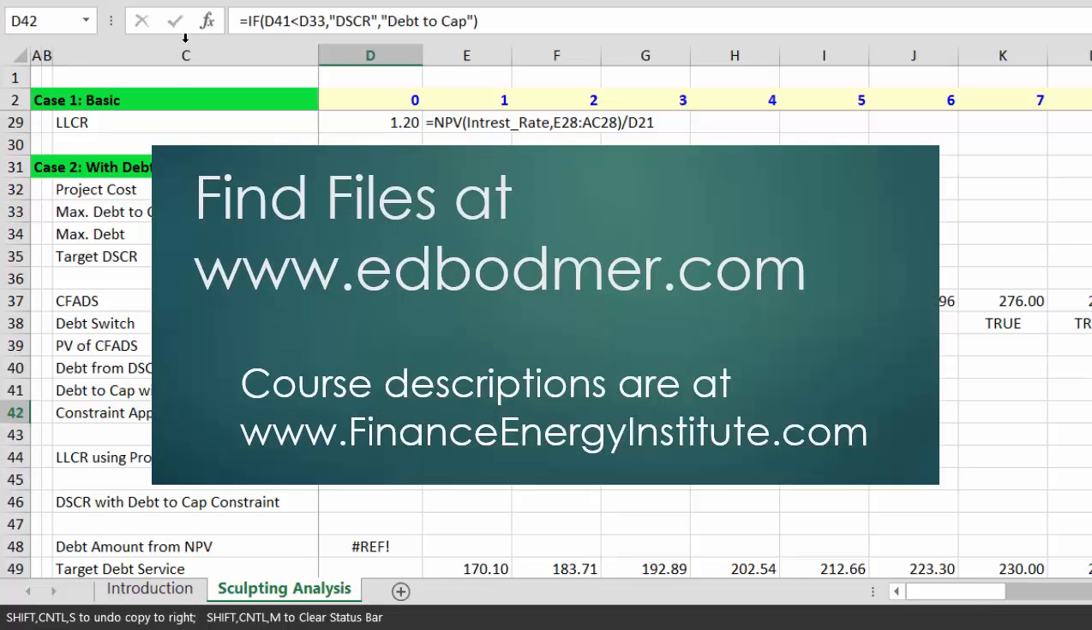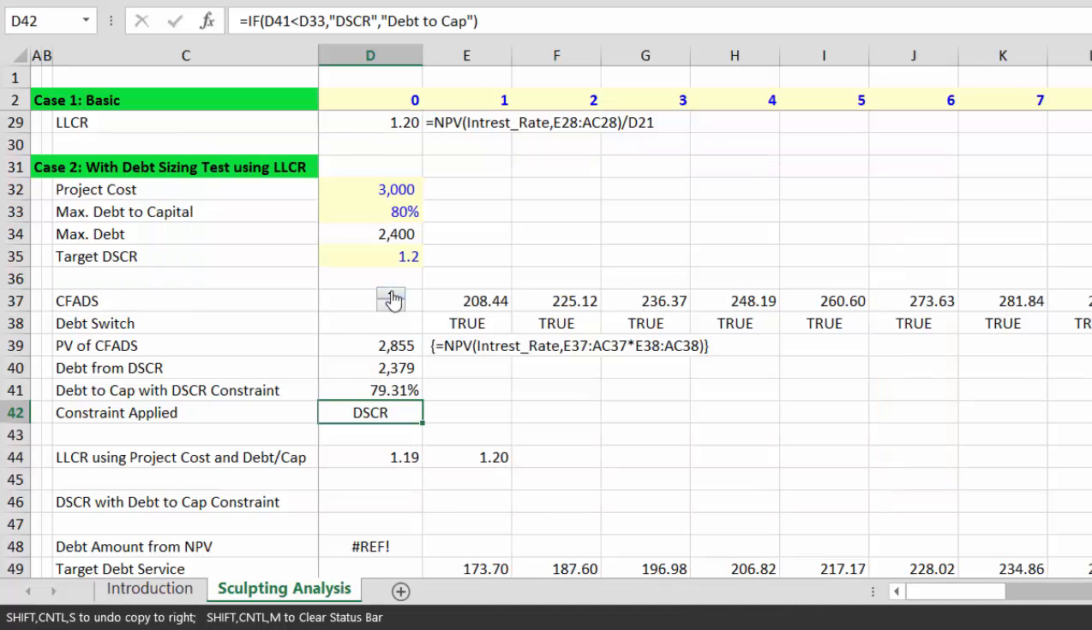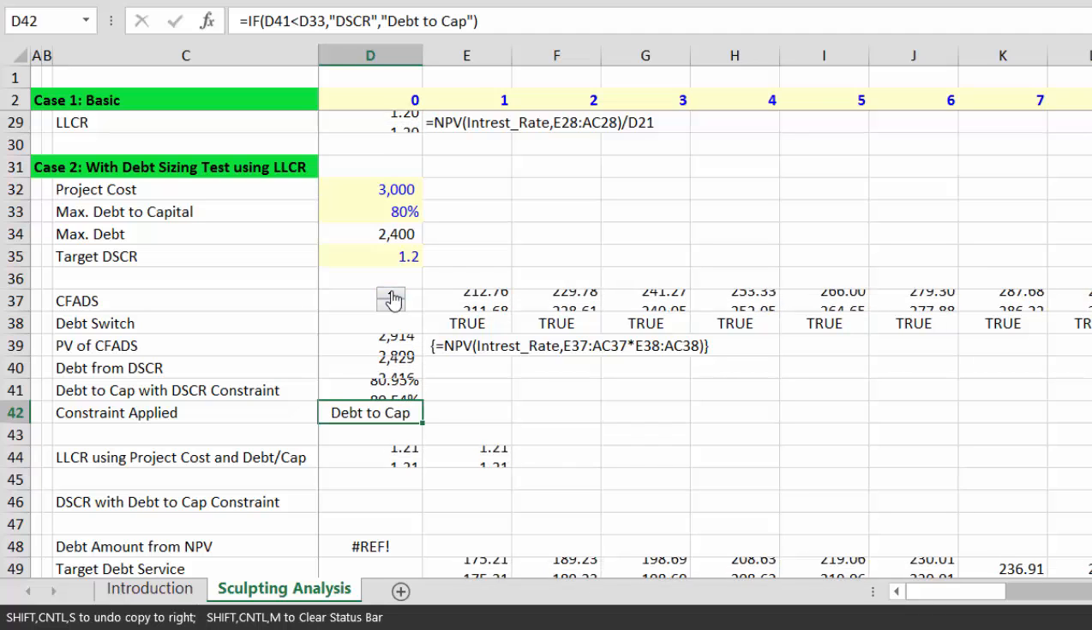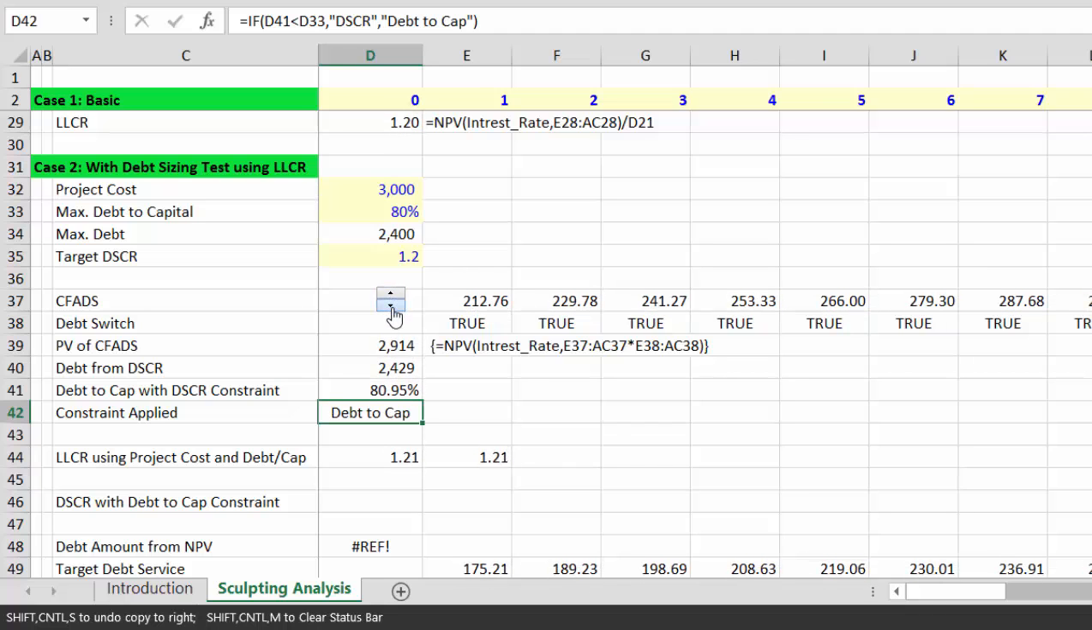Okay, and so let's put the cash flow a little bit higher again, and then we run into our debt to capital constraint. Whenever you can see the amount of debt you produce with this sculpting is greater than the amount you allowed. Of course, if you change the debt to capital, change the DSCR constraint, everything will change.